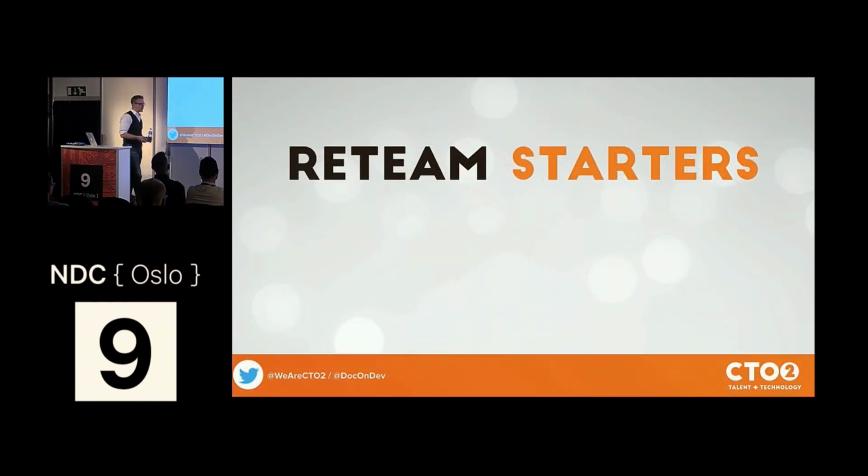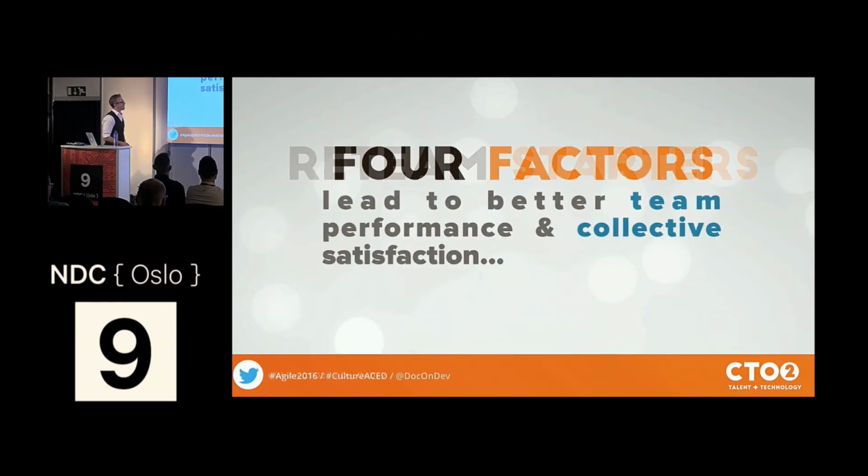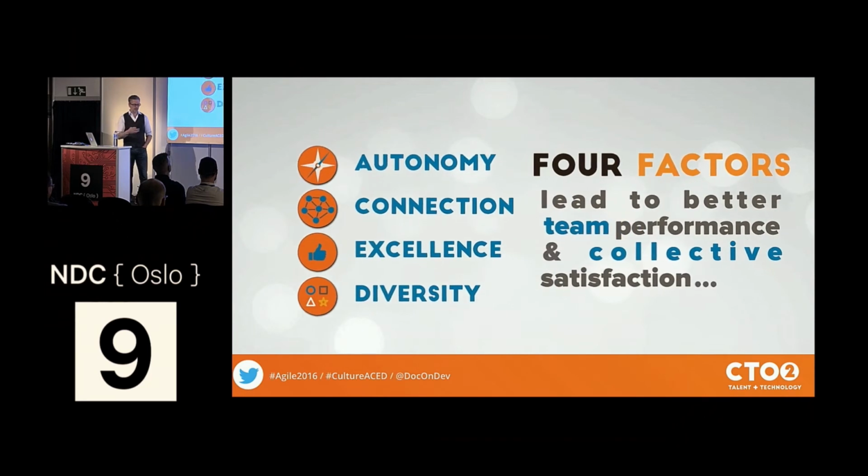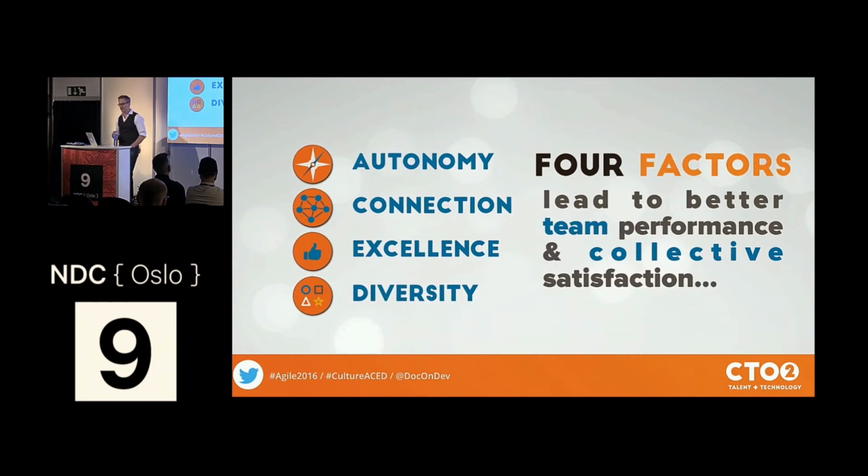All right, so if you actually want to do reteaming in your organization, what do you need to have in place? And I think this is interesting, right? So there are basically four factors that lead to better team performance and collective satisfaction. And these are the things that I think any leader needs to be focused on. And those are autonomy, connection, excellence, and diversity.